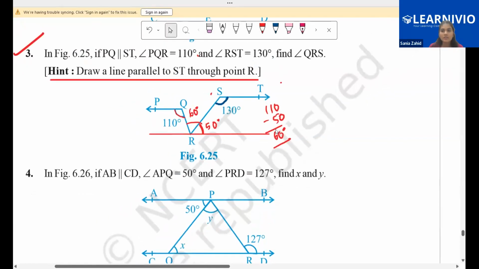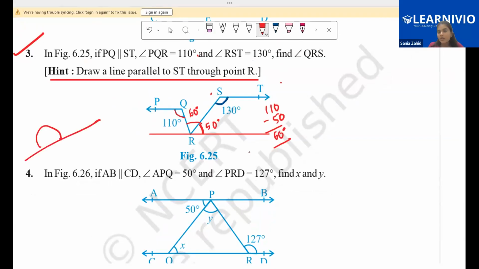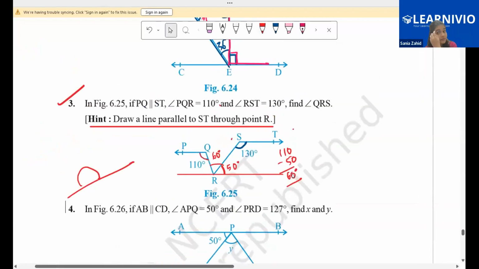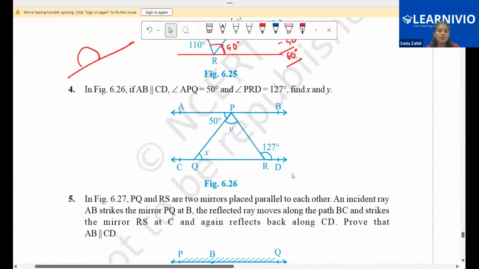Yes, 180 degrees, I told you, is a linear pair, a complete angle on a straight line. Complete angle, like a circle, is 360. But on a straight line, the complete angle is 180. Right? So I hope you understood all of this. Yes, ma'am. Okay, children.